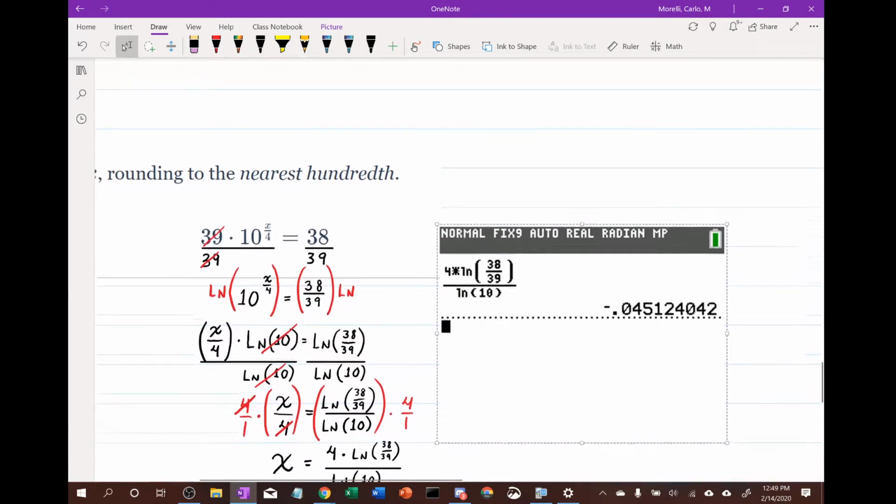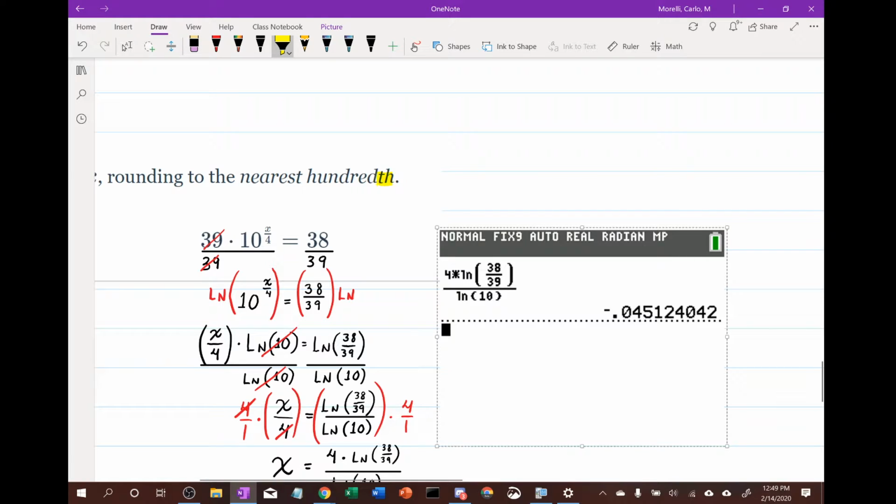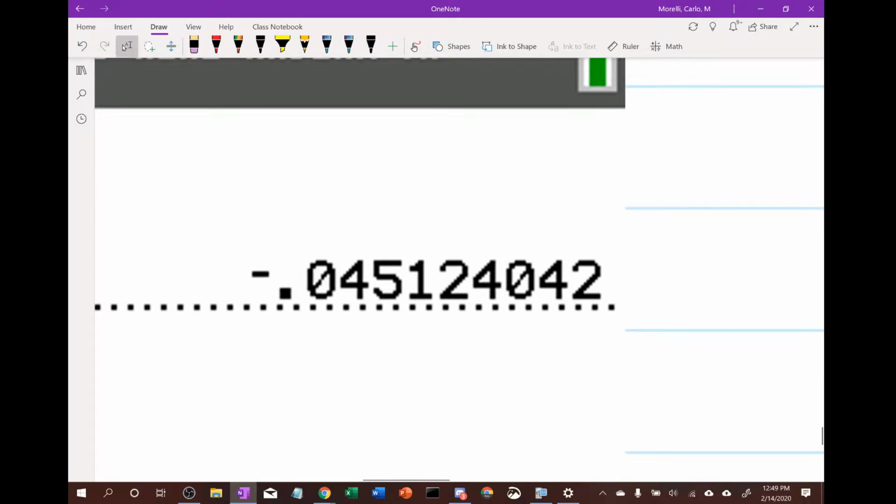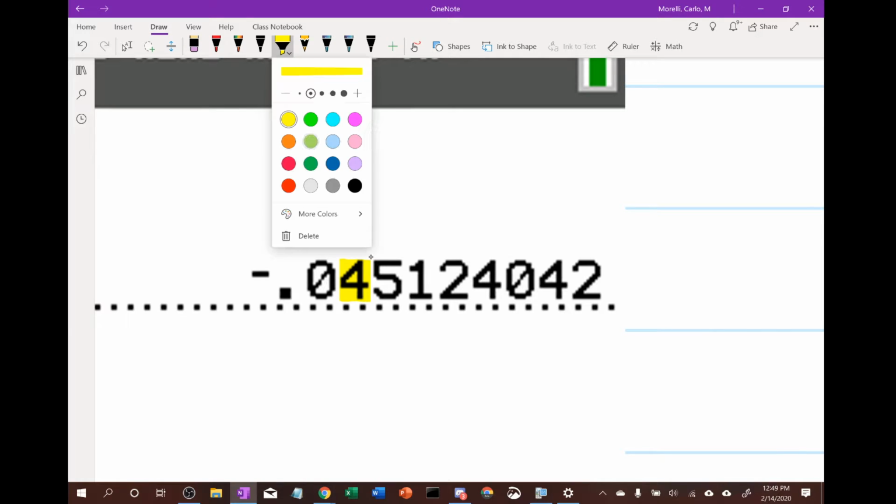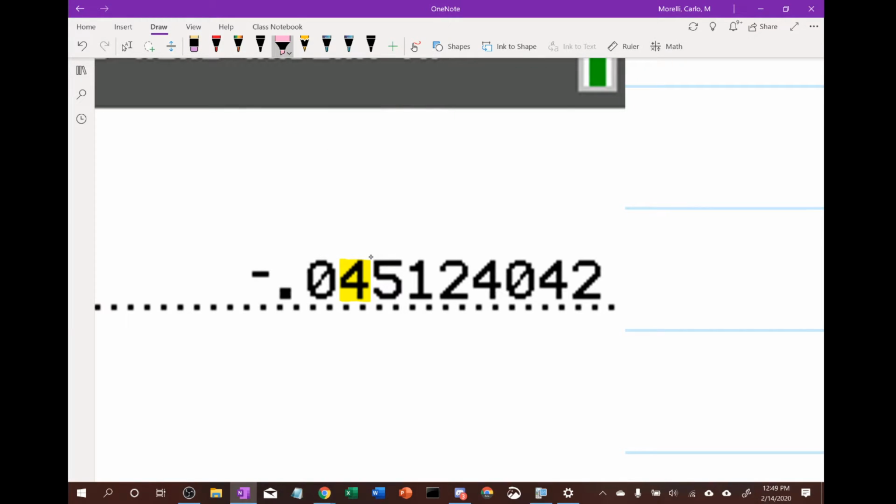Now, what does it say for us to round to? So which number here is in the hundredths place? The 4. So the way this works is, somebody explain to me, how does rounding work? So we look at the 5, right? We look at the thousandth place. If we want to round to the hundredth, if it's 5 or more, raise the score. Okay, so what happens to the 4? Does he turn into a 5 or does he stay a 4?